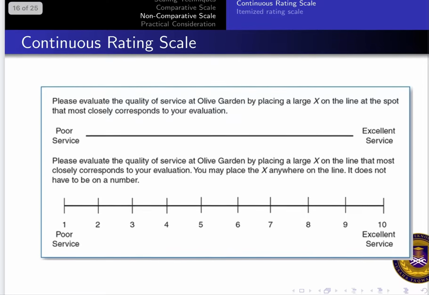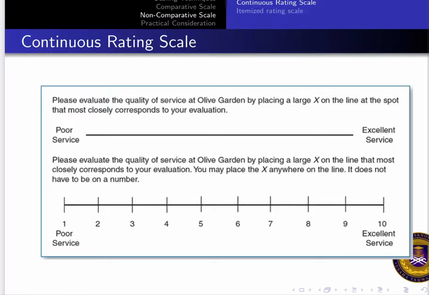Okay, for example here, please evaluate the quality of service at Olive Garden by placing a large X on the line at the spot that most closely corresponds to your evaluation. So here, from poor service to excellent service, there is a straight line. The respondent can mark at any place on the straight line here. So let's say this is the rating that you want to give to the service at Olive Garden.